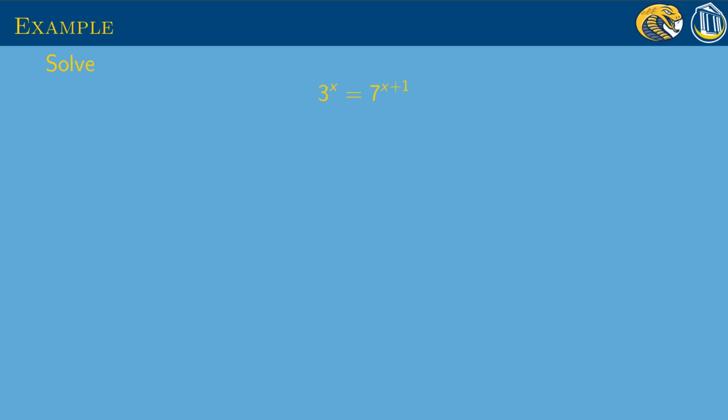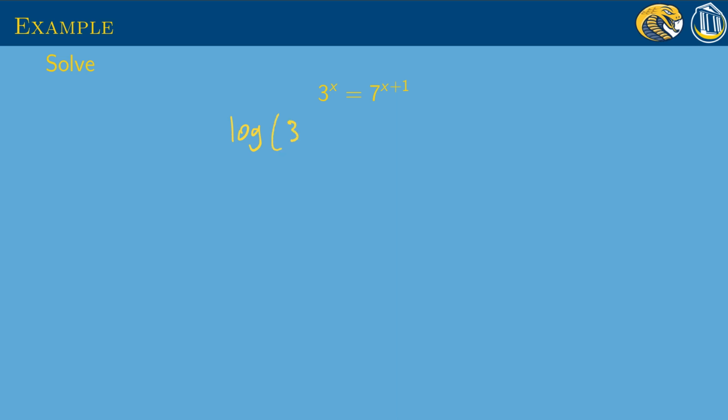Let's give this a shot. We have 3 to the x equals 7 to the x plus 1, and there's no easy way to write 7 as powers of 3. And so what we can do is take the logarithm of both sides. It doesn't matter what logarithm we use. We can use a log base 10 or a log base e. In fact, there's a special case where we use a log base 7 or a log base 3. But ultimately, it doesn't matter which one we use.